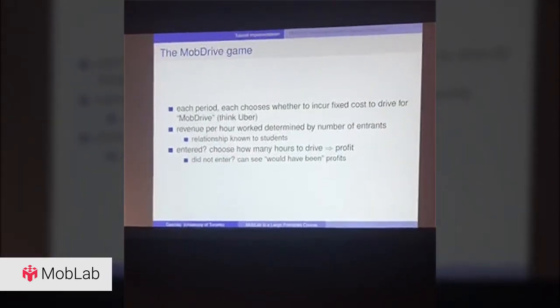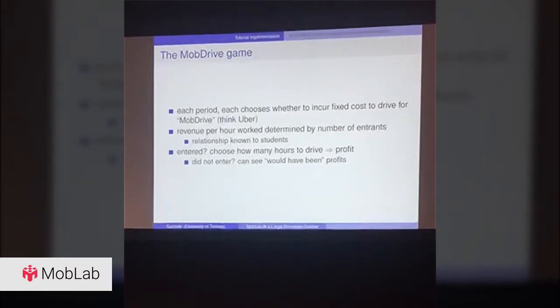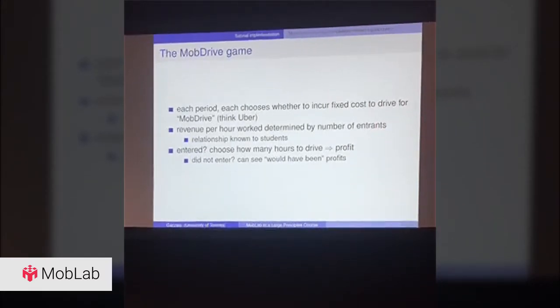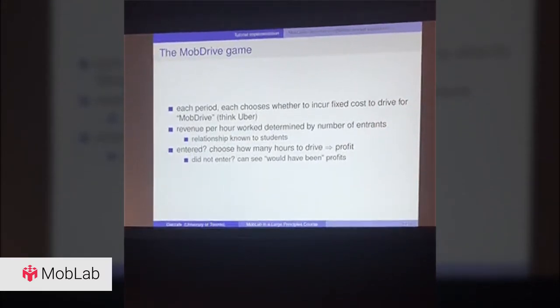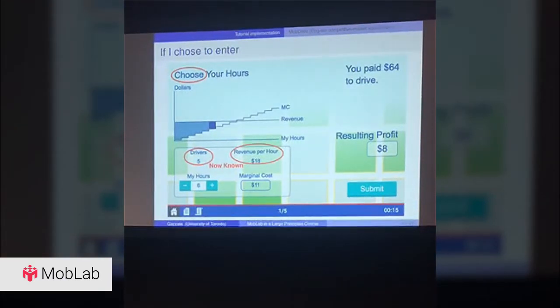If a driver enters the market, they learn how many entered, and then they choose how many hours to drive based on the revenue that they get per hour. So this gives a little bit more experience with marginal benefit, marginal cost. And importantly, if they did not enter, they can see, well, maybe I should have entered? Would I have been profitable had I not entered?